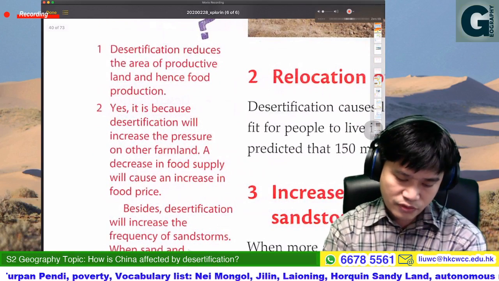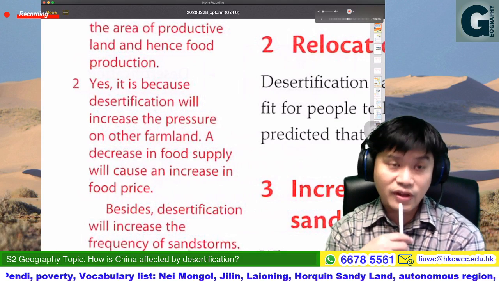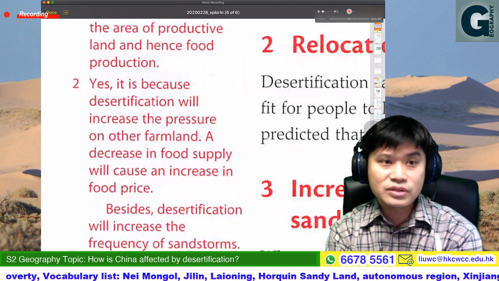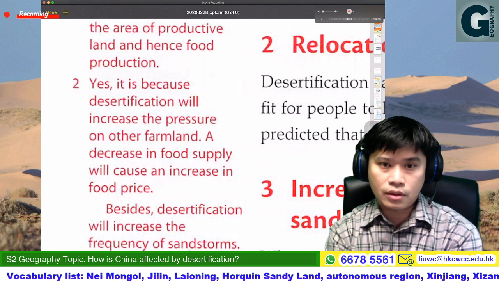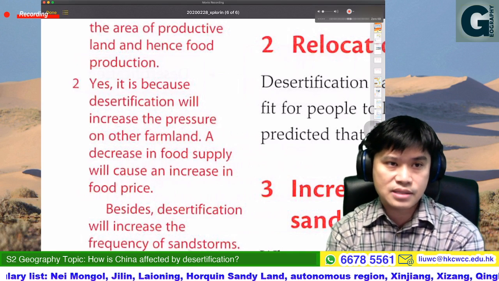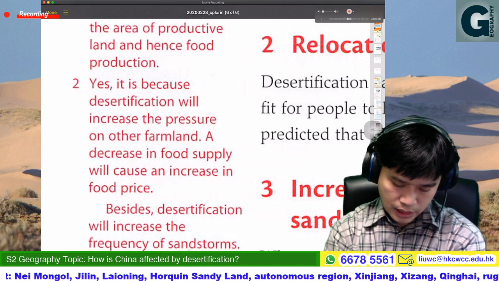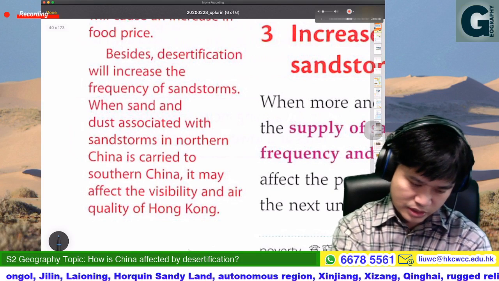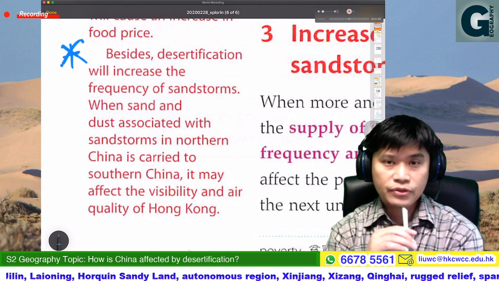Why? Okay, first we may say desertification that may increase the pressure of the farmland. Somehow we may rely on the food supply there. So therefore, if desertification occurs in the northern part of China, it may affect the food price in mainland China. Okay, so that is the first explanation. And then the second one. So this is important. Okay, this is important. So we have discussed this in the lesson before.